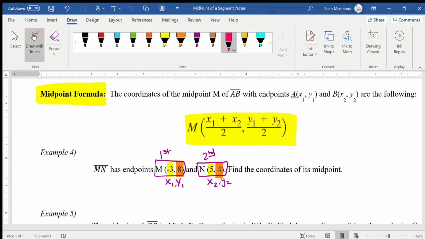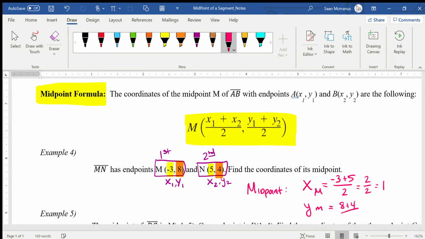So my midpoint, right? The x coordinate of the midpoint. So x sub m, we just use that subscript there to label it, right? So x sub m, the x coordinate of the midpoint, I'm going to add up the x's, so -3 and 5, and divide by 2. And if I do that, 5 and -3 is 2, 2 divided by 2, right? So that's 2 over 2 equals 1. And the y coordinate of the midpoint, I'm going to add up the y's. So 8 plus 4 and divide by 2.